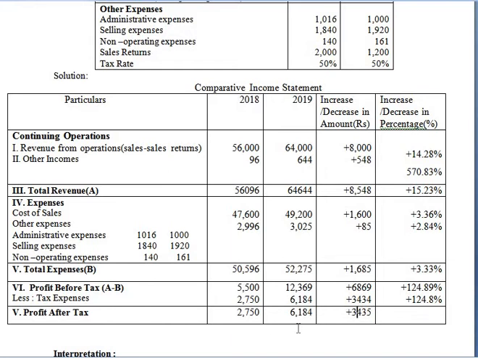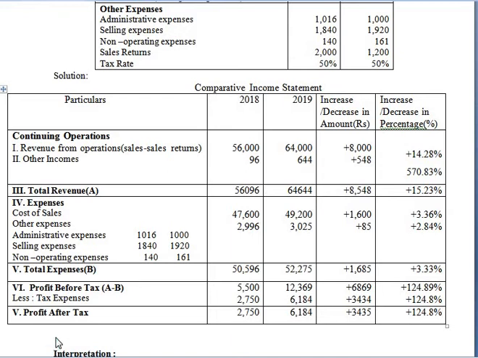It is 3,434.5. So here we have taken 4, so we will be taking 5 here. Okay, by which the total will be correct. Now percentage, same percentage, 124.8%. Okay, so this is your comparative income statement.